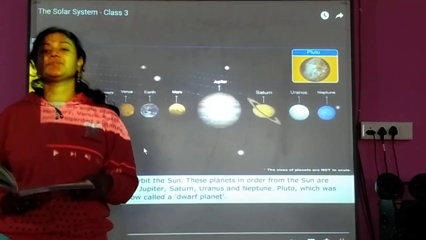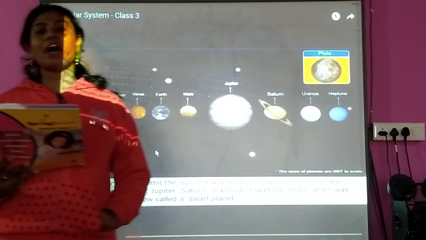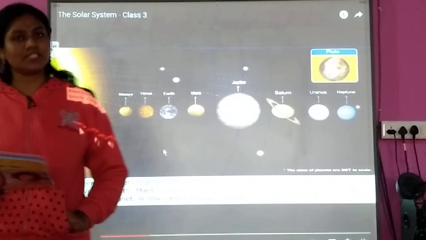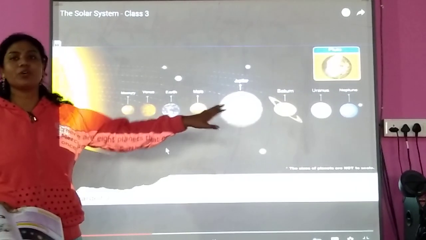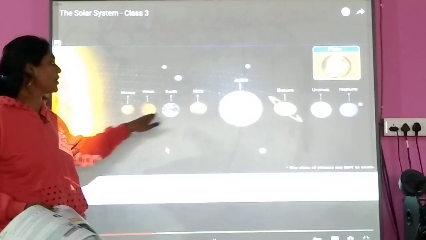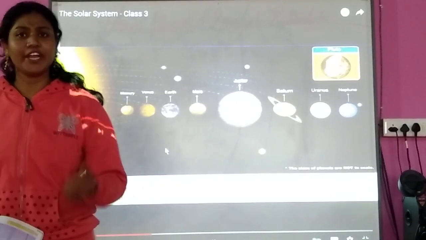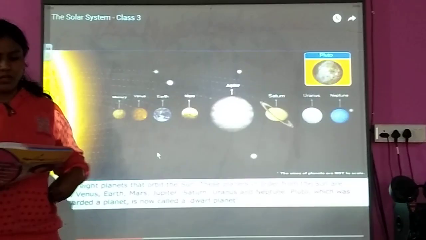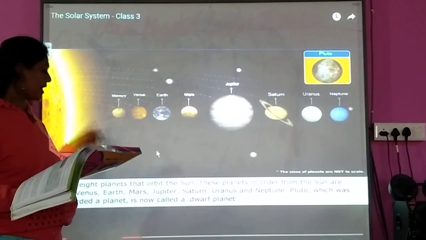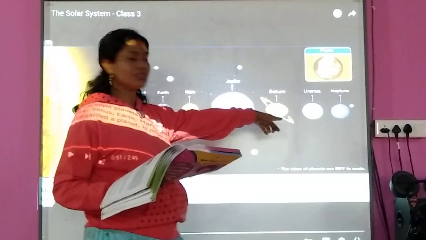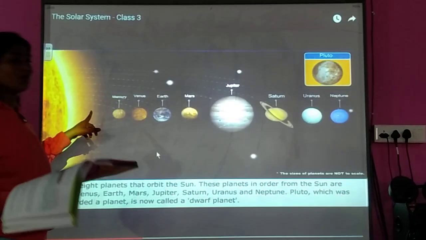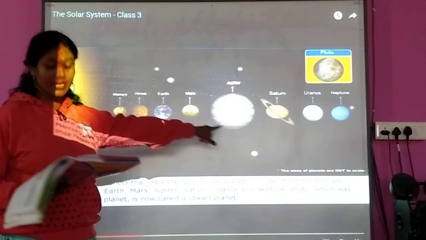Now listen carefully. Planets vary greatly in size. Yes, you can see the size. Mercury and all the planets you see are different in size and weight also. Mercury is the smallest. Yes, Jupiter is the largest. This one. Mercury is the smallest and Jupiter is the largest.